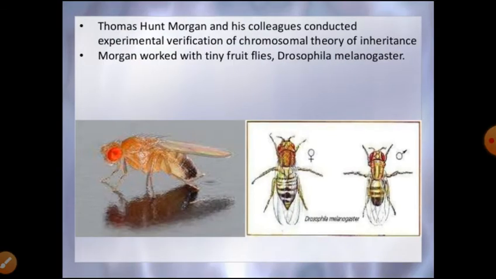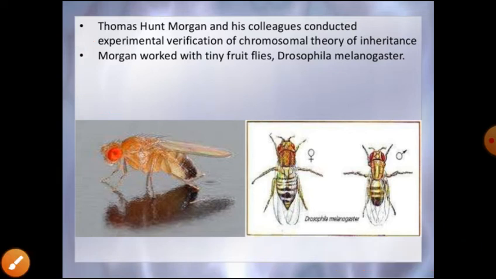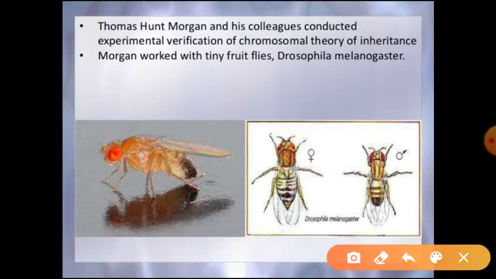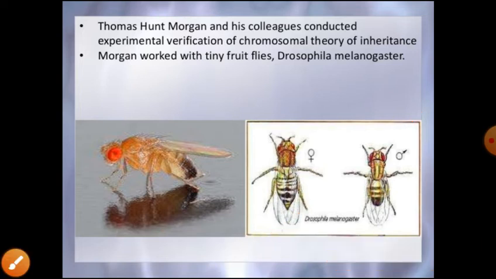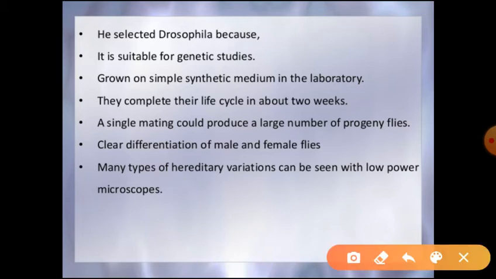Later on, Morgan and his co-workers worked on the chromosomal theory of inheritance, and they chose fruit fly, which is Drosophila melanogaster, as an experimental tool. Here in the figure you can clearly see the picture of Drosophila. This bigger one is female and smaller one is male. So male and female differentiation can be easily done. But why did they choose Drosophila? Because it is a suitable material for genetic studies.